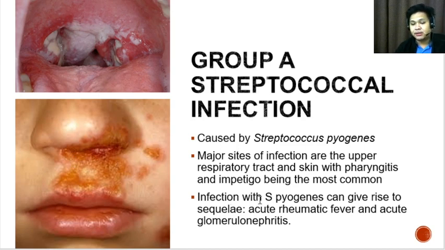Infection with Strep pyogenes can give rise to sequelae, such as acute rheumatic fever and acute glomerulonephritis. The diagnosis of the sequelae necessitates the documentation of previous group A streptococcal infections. This is where your serological tests for the detection of streptococcal antibodies become useful.